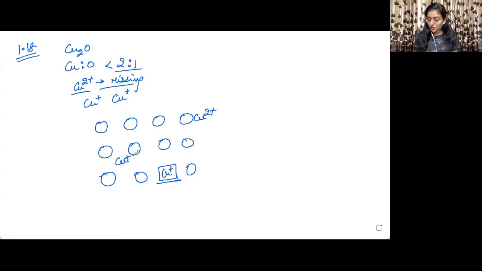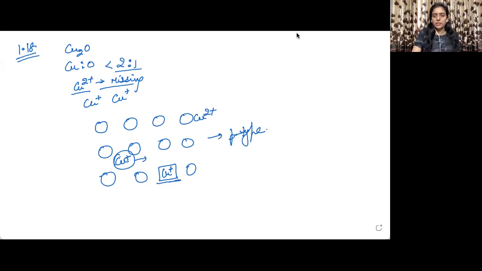Now what will happen? Because this is in the interstitial space, it can move. So when it moves, it will lead to the conduction of electricity. Now, because the conduction of electricity will be due to the positive charge, it can be considered as a P-type semiconductor. All right. Now let us move into the next question.